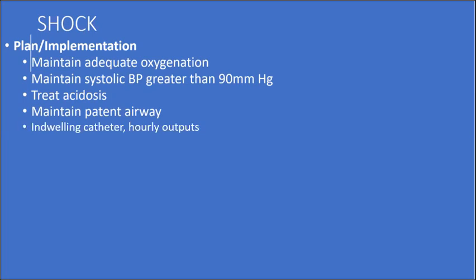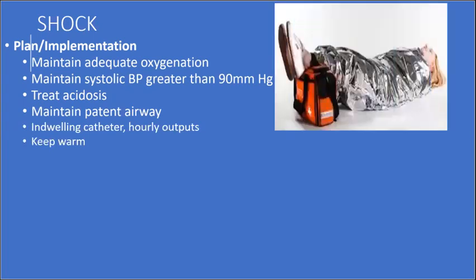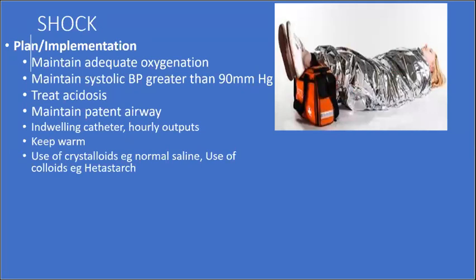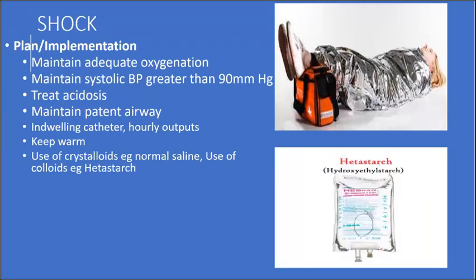We also want to assess CVP and maintain warm body temperature, so you can see how the client has been covered in a thermal blanket and the feet have been raised up. We can also give crystalloids like our normal saline, and we can also give our colloids like our hetastarch. So this would all be to help increase the client's circulatory volume.